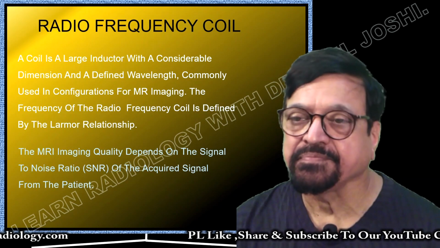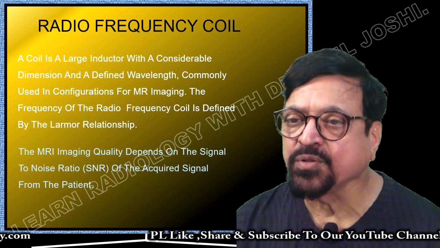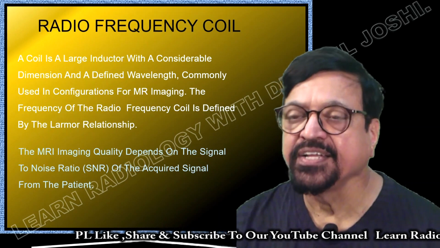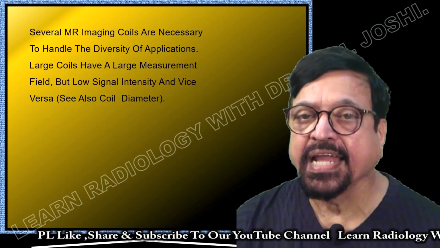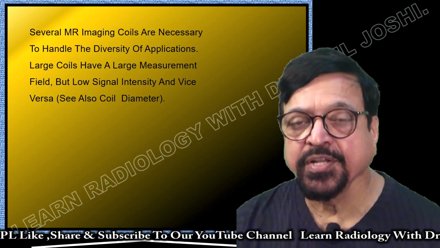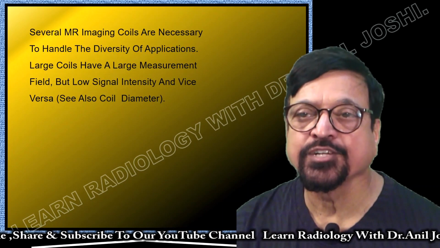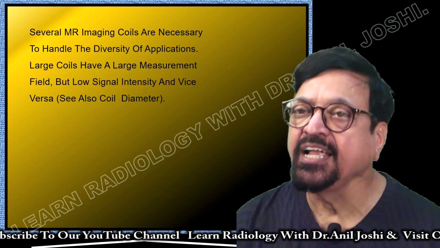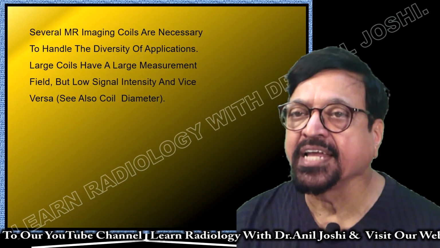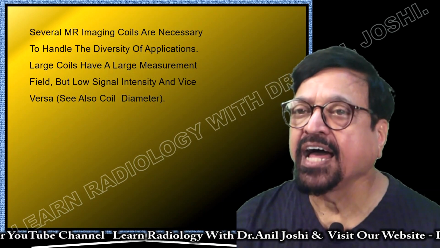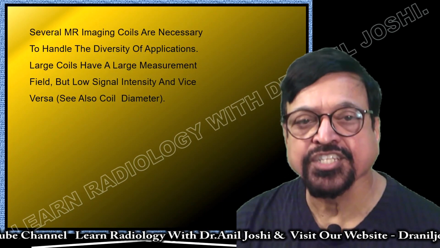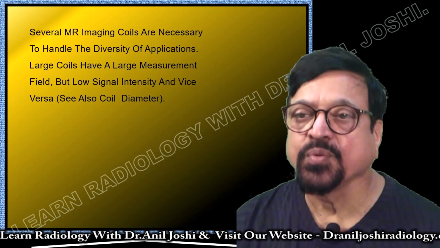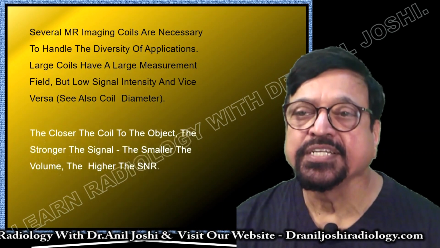The imaging quality depends on the signal to noise ratio, SNR, of the acquired signals from the patient. So your aim will be to improve the signal and to reduce the noise so that the SNR will be better. Now several MR imaging coils are necessary to handle the diversity of the applications. Large coils have a large measurement field. So the larger the coil you take, there has to be a large field of view, but low signal intensity, and vice versa, because it depends on the coil diameter.